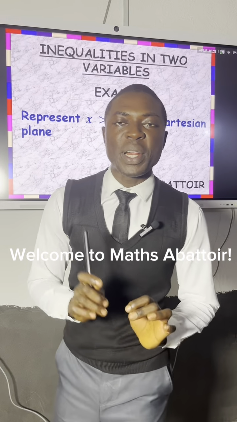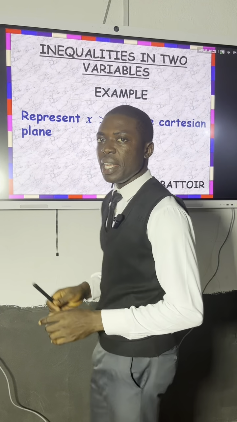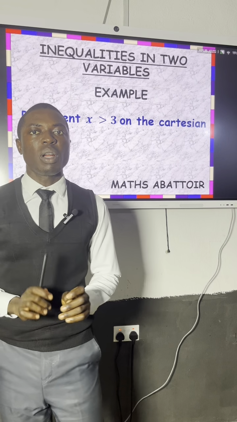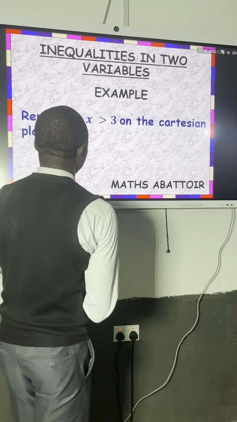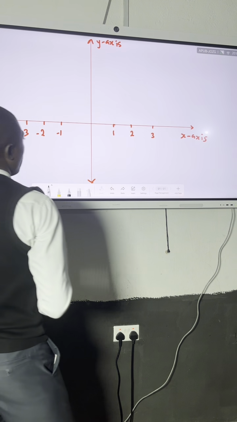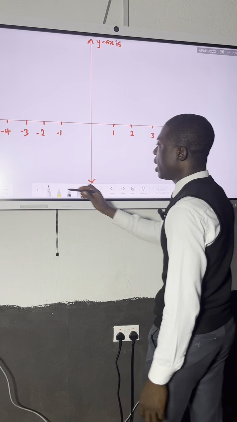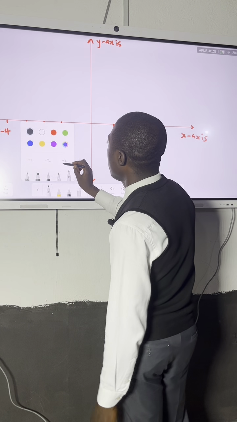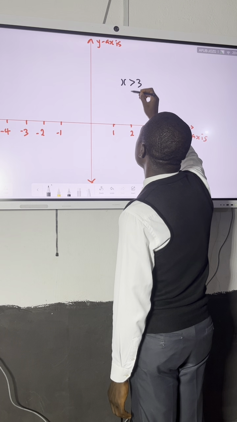We want to see how we can represent this information on the Cartesian plane, not on a number line. All right, so just follow along. Represent x is greater than 3 on the Cartesian plane. Okay, so let's represent it together. The first thing I'm going to do: they say we should represent x is greater than 3. So we are looking for x is greater than 3.